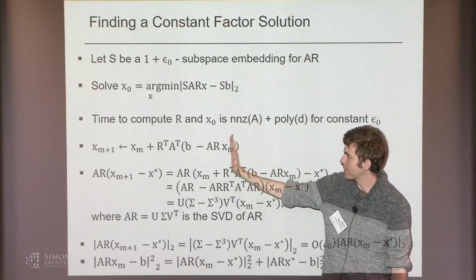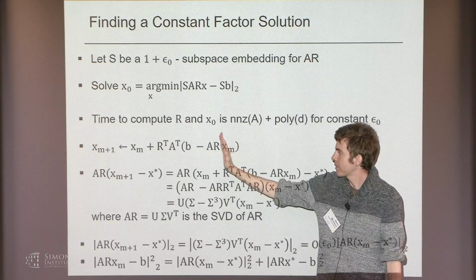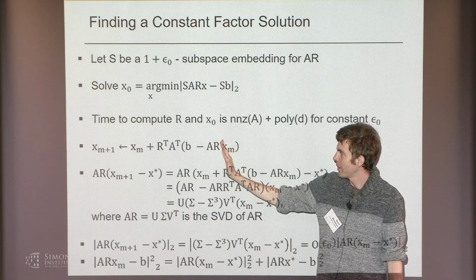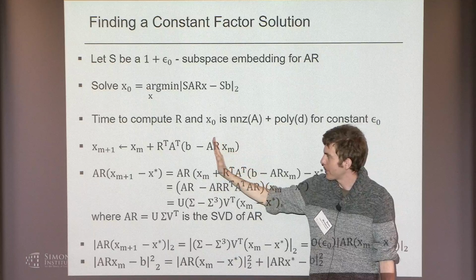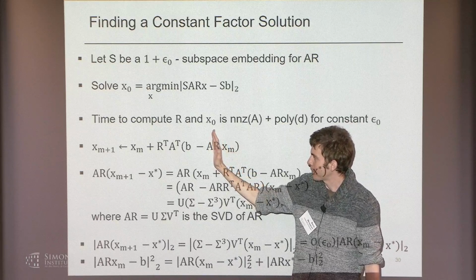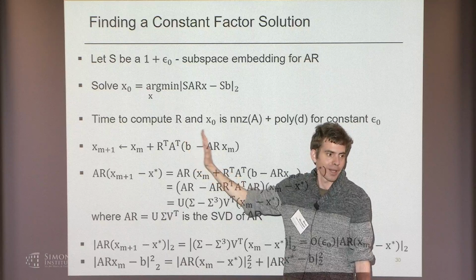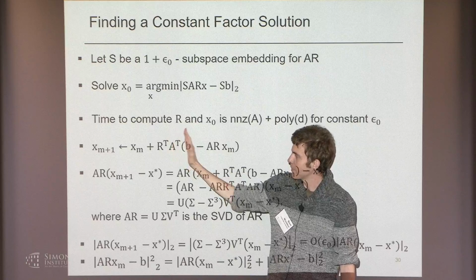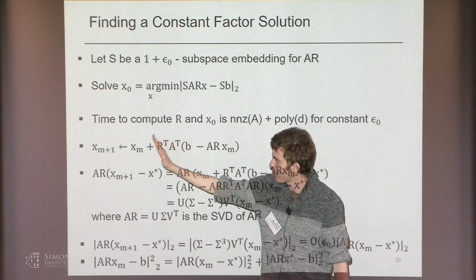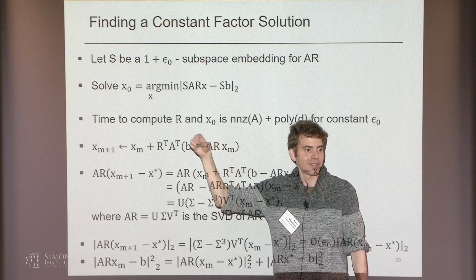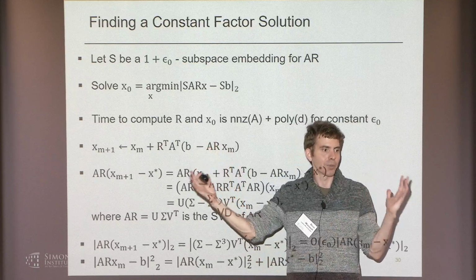And we have some vector xm, and all we're doing is matrix vector products. We compute R xm. That takes order d time. Now we have a d-dimensional vector. We compute A times that. That takes nnz of A time. And now it's an n-dimensional vector. We subtract it from this vector b. That's order n time. We compute A transpose times that. That's nnz of A time. D-dimensional vector. Order d time to compute that. So it's n plus d plus nnz of A, times log 1 over epsilon.